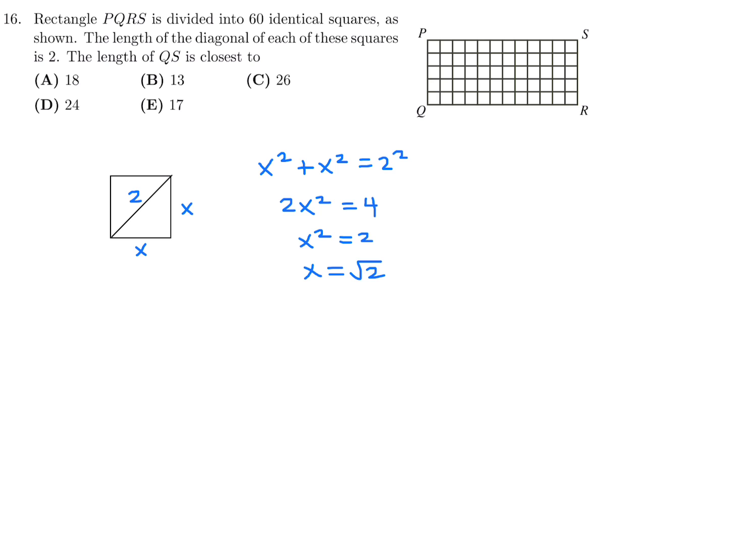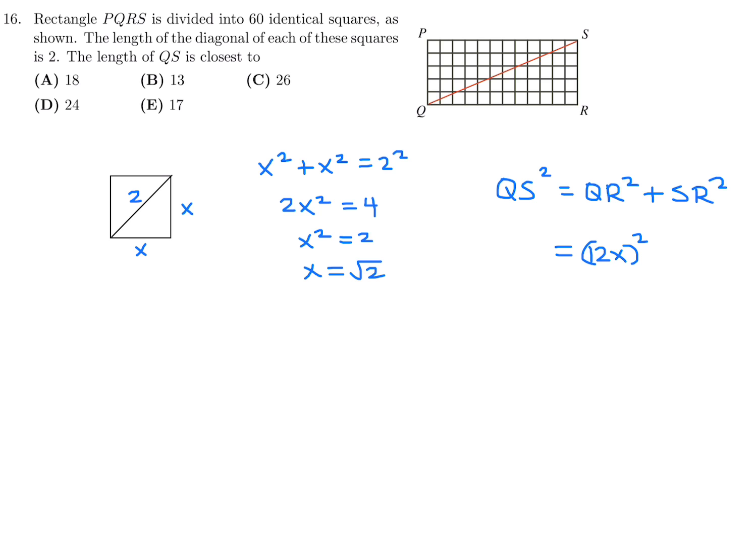Okay. Now, in the question, they want you to figure out the length of QS. Well, QS is this diagonal from Q all the way to S. Well, that's going to be Pythagoras again. QS squared is equal to QR squared plus SR squared. Well, what is QR? It's 1, 2, 3, 4, 5, 6, 7, 8, 9, 10, 11, 12. 12 of those sides. Each side was x, remember? So it's really 12x.